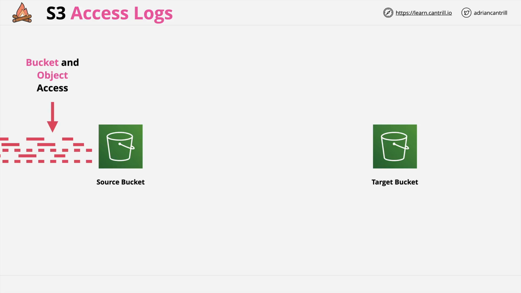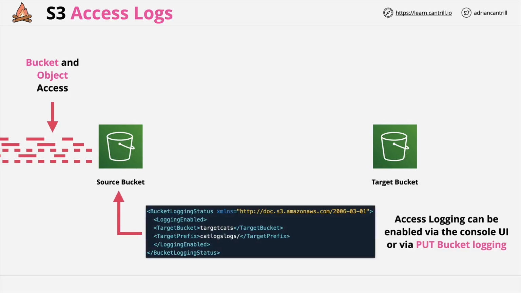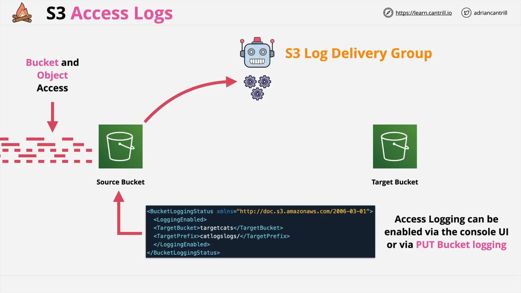To use the feature, we have to enable logging on the source bucket, and this can be done either using the console UI or using a put bucket logging operation using the CLI or the API. Now, logging is managed by a system known as the S3 log delivery group, which reads the logging configuration which you set on the source bucket. It's important at this point to understand that this is a best efforts process. Either enabling this feature or making changes in configuration can take a few hours to take effect.